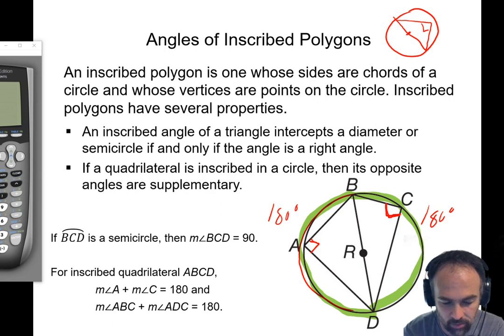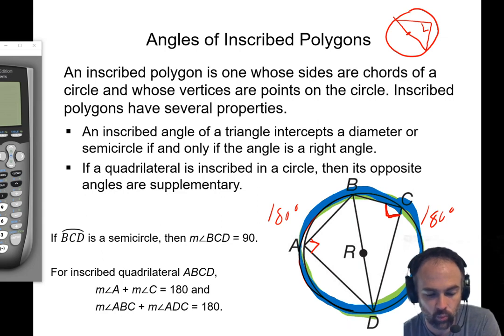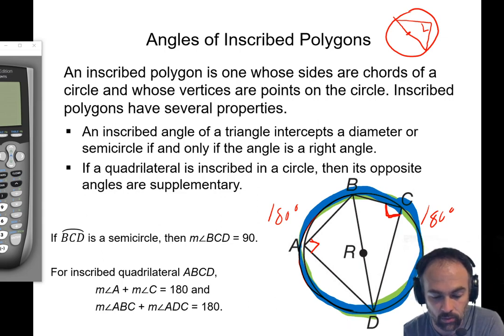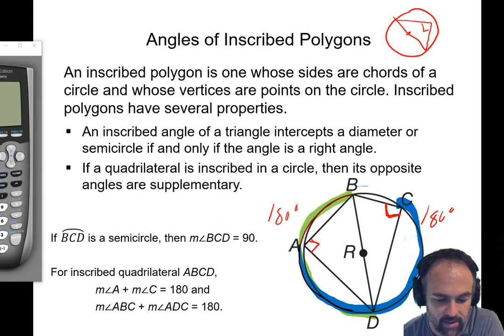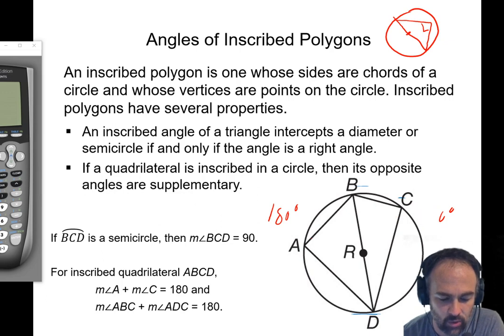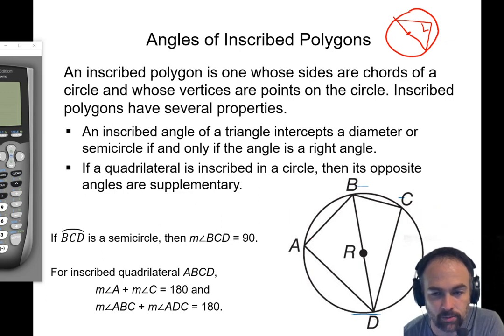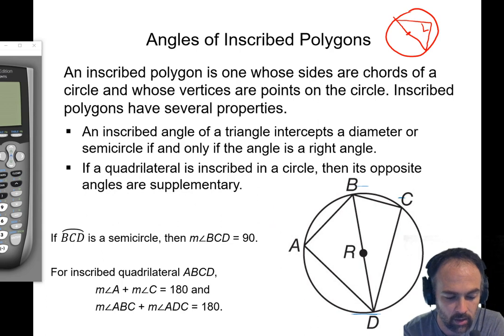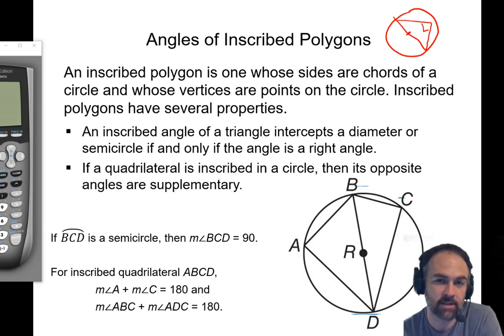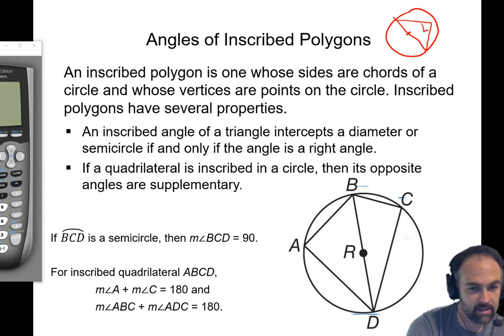Okay, let me do this in dark blue. Let's use my other two. So let's use arc AC and then arc ADC. See, it still encompasses the entire circle. What that means is that since opposing arcs equal 360 degrees, the opposite angles in an inscribed quadrilateral are going to equal 180 degrees because the inscribed angles are half of the entire circle.